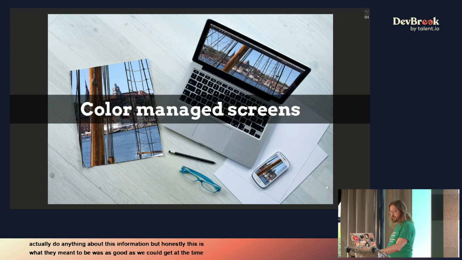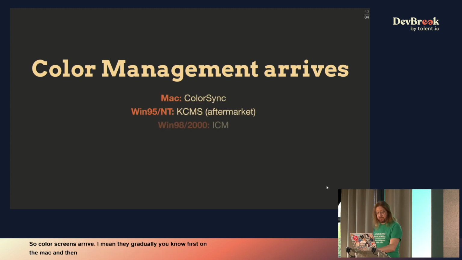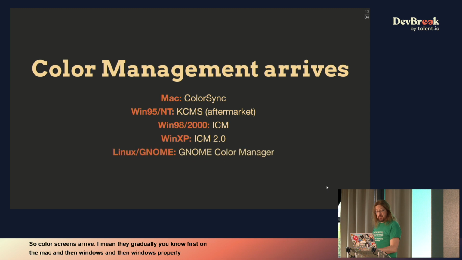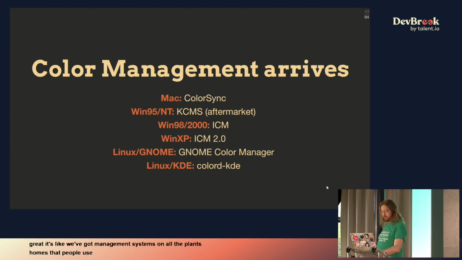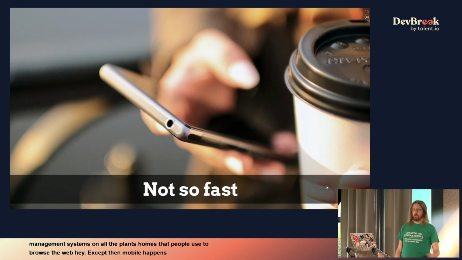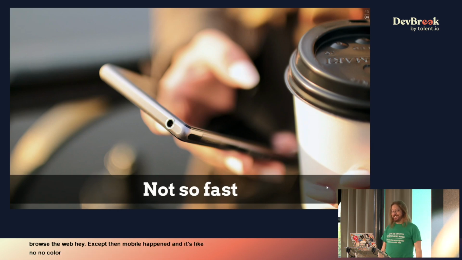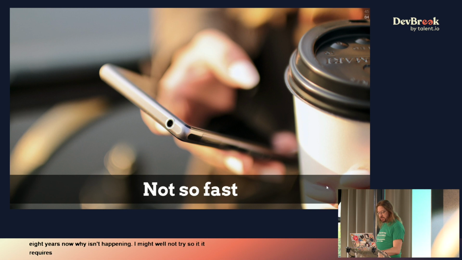So color-managed screens arrive. I mean, they gradually, first on the Mac, and then Windows properly, and then Linux eventually, and so we're great. It's like we've got color management systems on all the platforms that people use to browse the web. Hooray! Except then mobile happened, and it's like, no, color management on a phone? Come on, you're kidding me. So we were back in the... So this was the point where I was like, I've been trying to do this for about 8 years now. Why isn't it happening? I might as well not try. So it requires a bit of reflection.